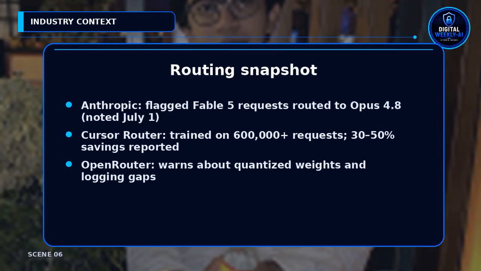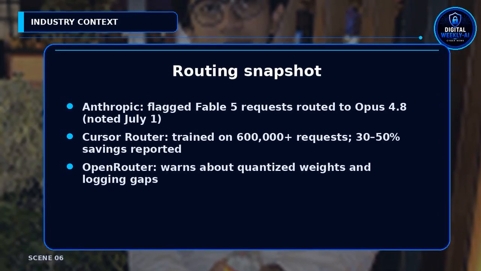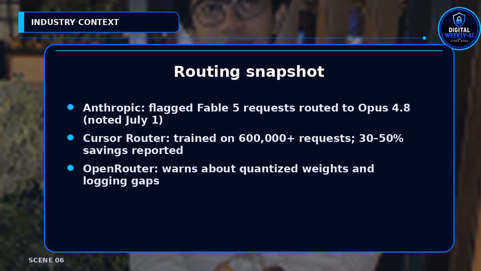Request-level routing is changing what model means. Anthropic documented that certain flagged Fable 5 requests were routed to Opus 4.8, and that the response reports the served model. This was noted on July 1st. Cursor's router was trained on over 600,000 live requests and reported 30 to 50% savings in tests. OpenRouter warns that some providers may serve quantized weights at lower prices, and that logs may not reveal that fact.